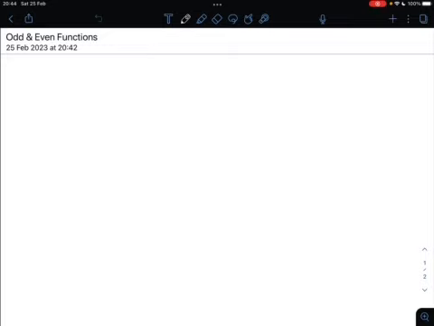In today's lesson, we are going to talk about odd and even functions. One thing that you should know is that we have these two important classifications of functions as either odd or even functions. But that doesn't necessarily mean that any function must belong to one of these two groups. Sometimes a function can be neither of these. We can have functions that are neither odd nor even.